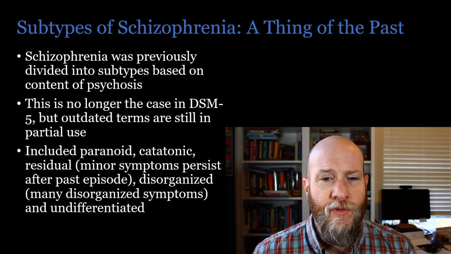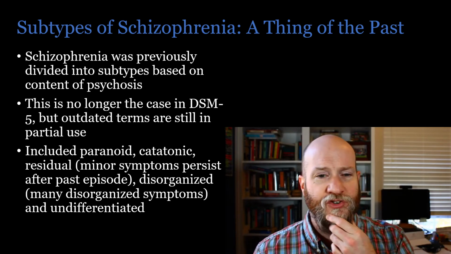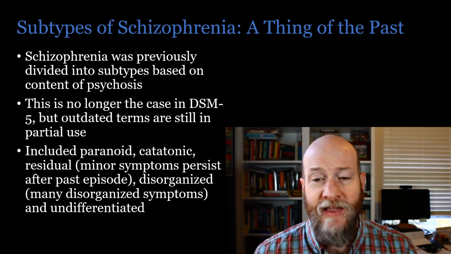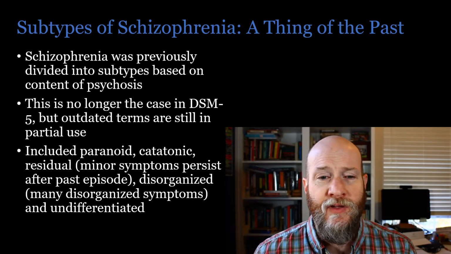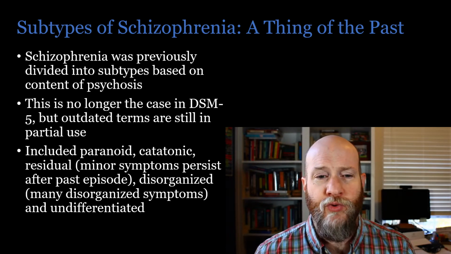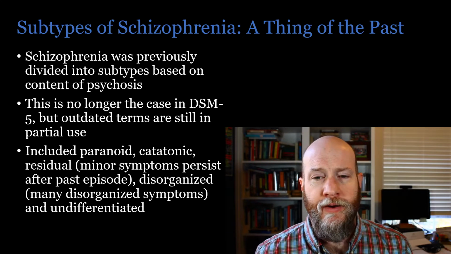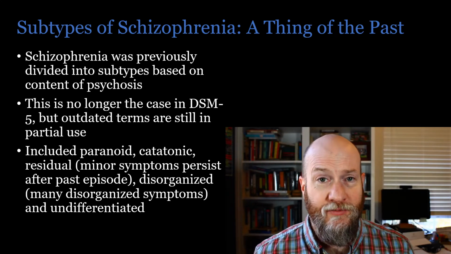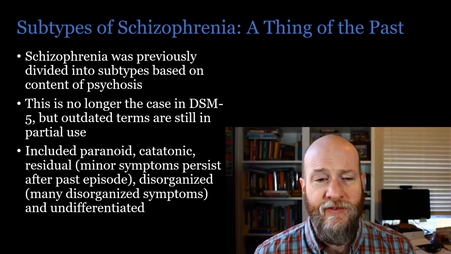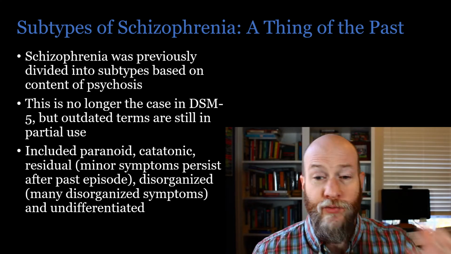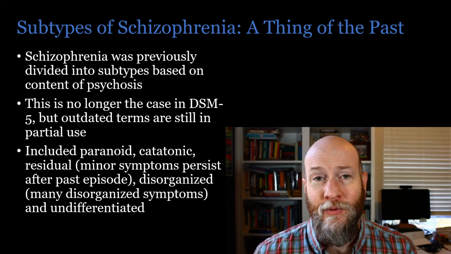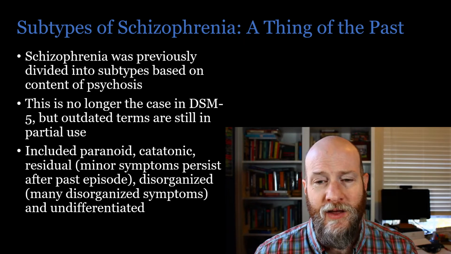So paranoid, catatonic, and residual, which is sort of minor symptoms persisting after a past psychotic episode. There was the disorganized type, which is someone who really was focused more on those presentations of disorganized thinking, affect, motor ability, speech. And there was undifferentiated, which was sort of a catch-all for people that did not fit one of these characteristics more strongly than others.